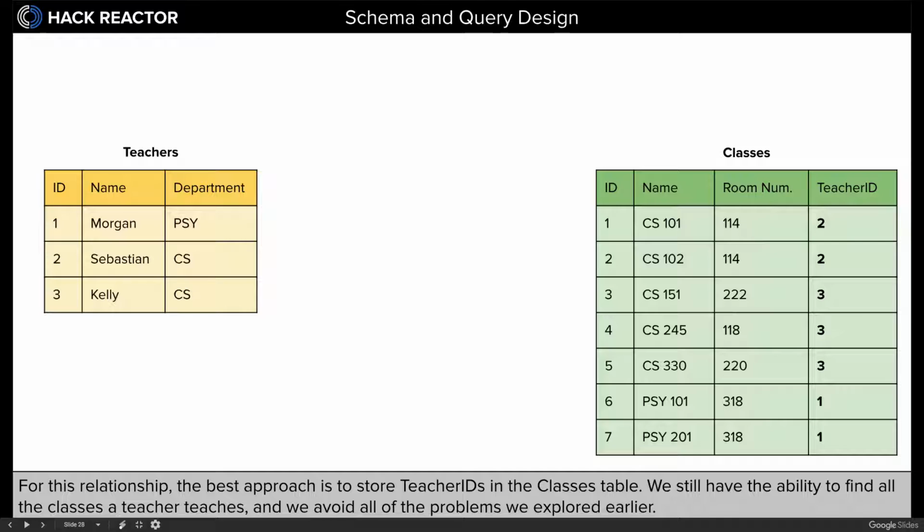For this relationship, the best approach is to store teacher IDs in the classes table. We still have the ability to find all the classes a teacher teaches, and we avoid the problems that we explored earlier. So by adding this extra column in classes, now we know that classes is always going to have all the total possible classes within like a university or a school. And then all we have to do is have a column that's associated with the teacher ID.